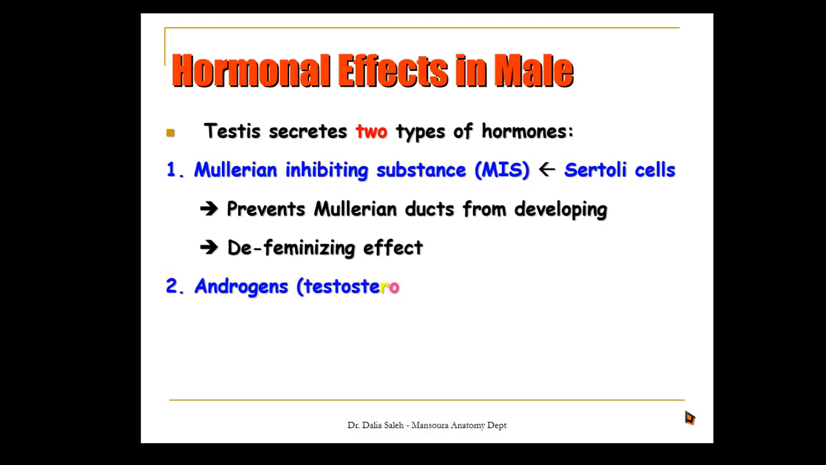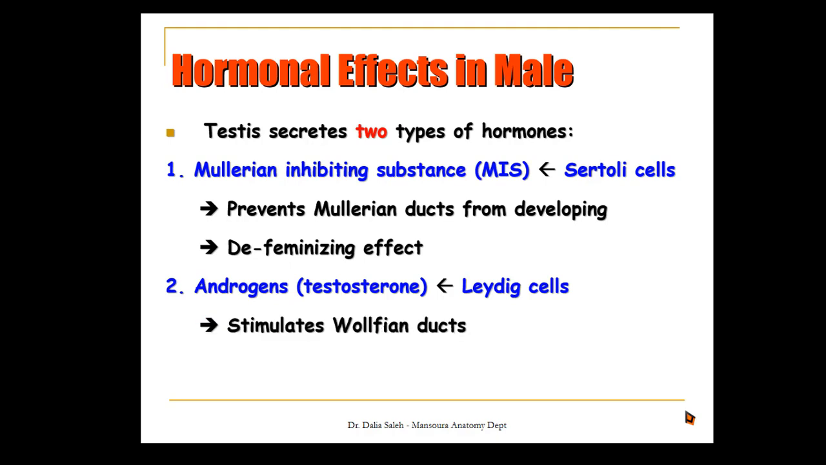The other hormone secreted from the testes is testosterone, secreted from the Leydig cells, and this hormone stimulates the Wolffian ducts or the mesonephric ducts to develop. Thus, it has a masculinizing effect in the embryo.